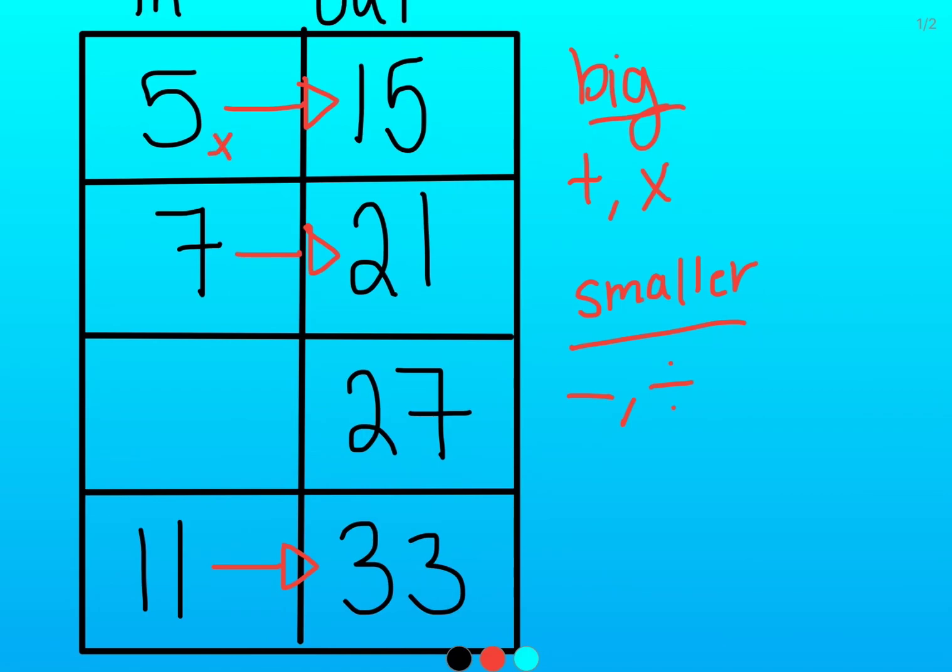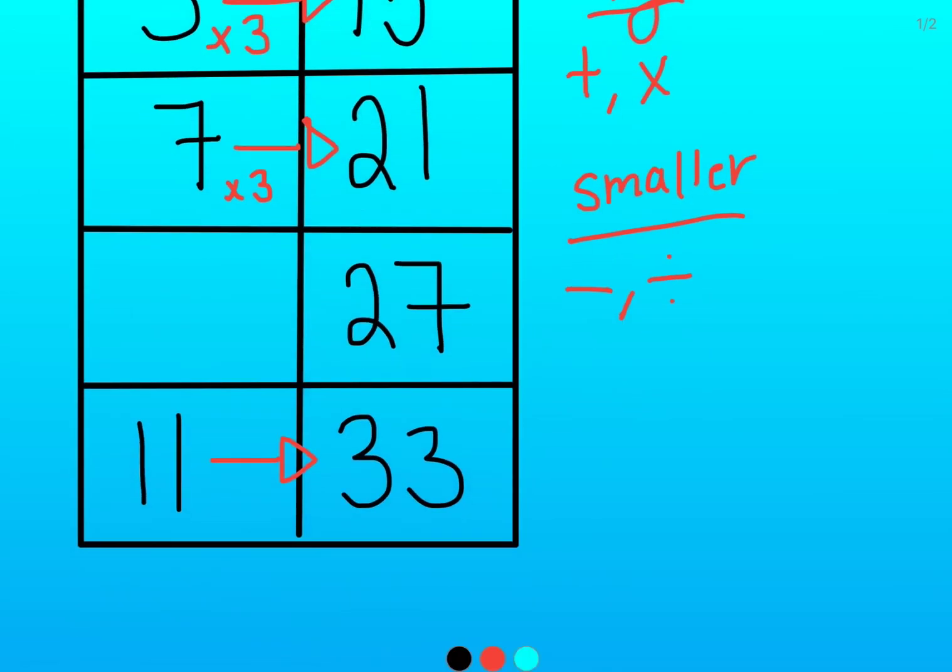Well, 5 times what gives me 15? 5 times 3 gets me 15. That works. We'll see if it works for the next one. 7 times 3 is 21. That works. We're missing this one, that's okay. We can figure it out. And let's go down to the bottom. Does my times 3 work? Yes, 11 times 3 is 33.